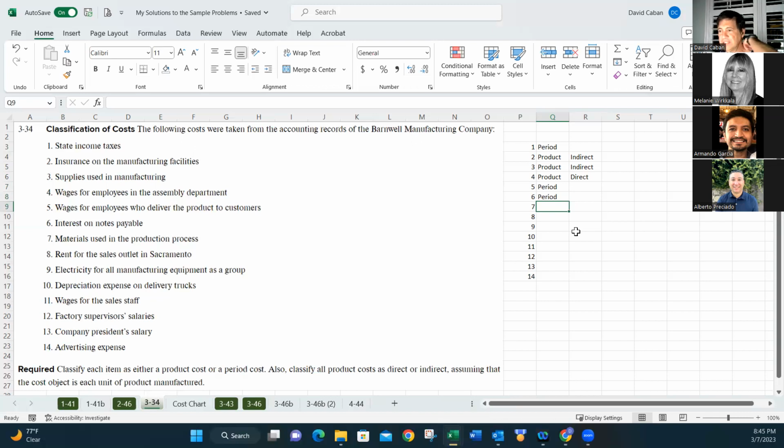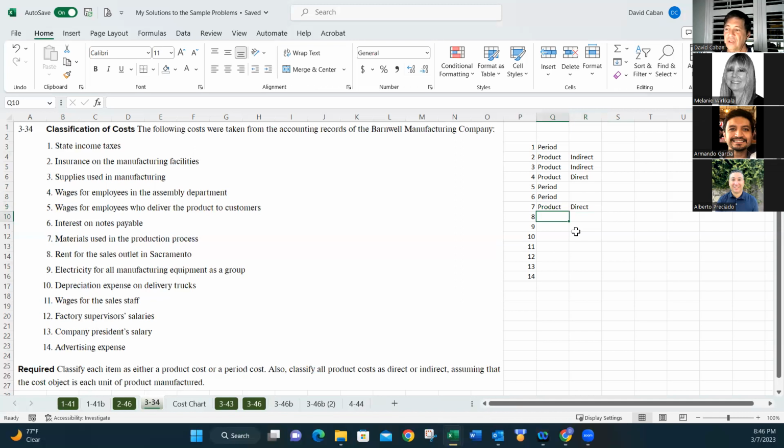But anyways, 7, materials used in the production process. Okay, materials used in the production process. Product. This is definitely a product, and is it direct or indirect? Materials used. Direct. It's direct, right? It has to be direct. It's direct materials. Very good.